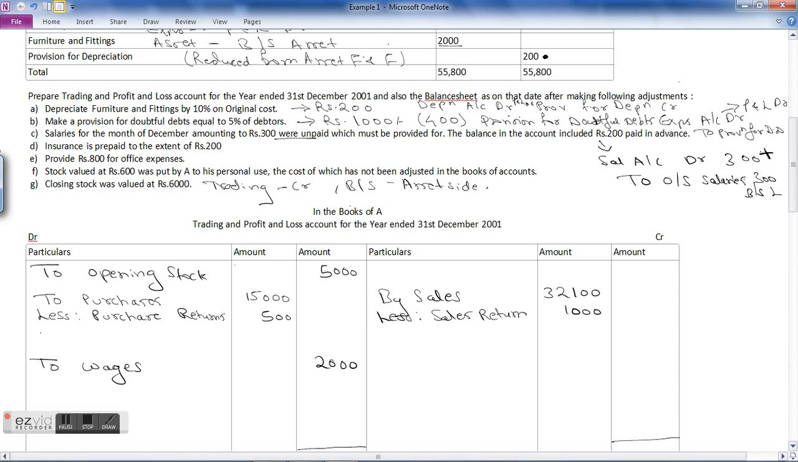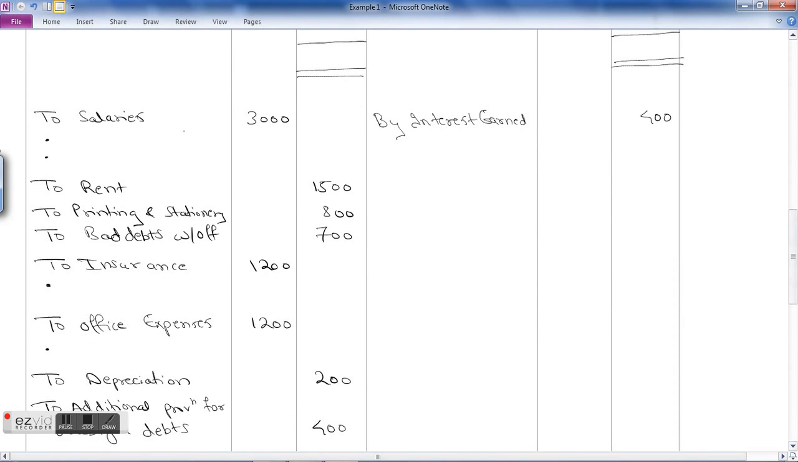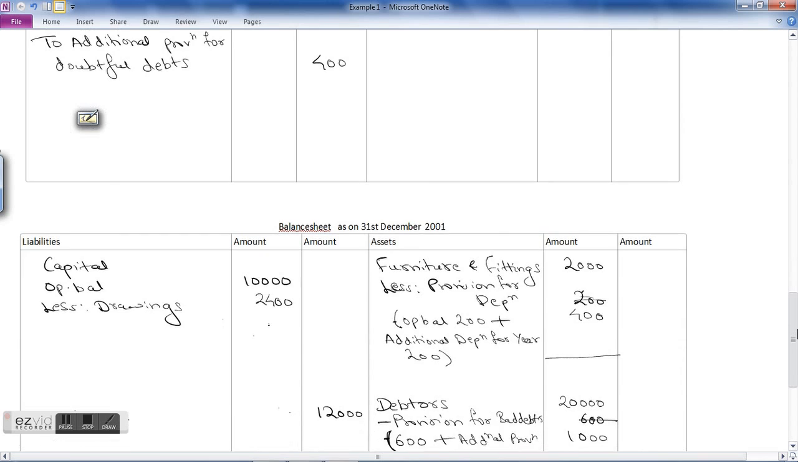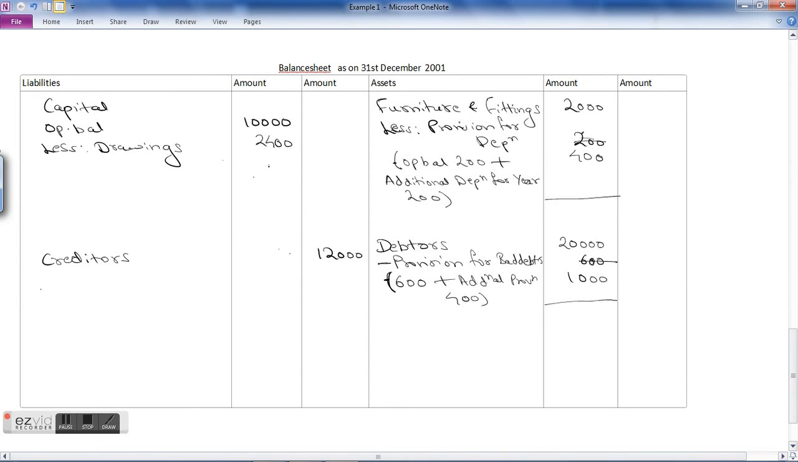So I'll give this effect: salaries account, first effect to profit and loss, add salary for December 300. And the second effect will be salaries, liability side, outstanding salaries 300.